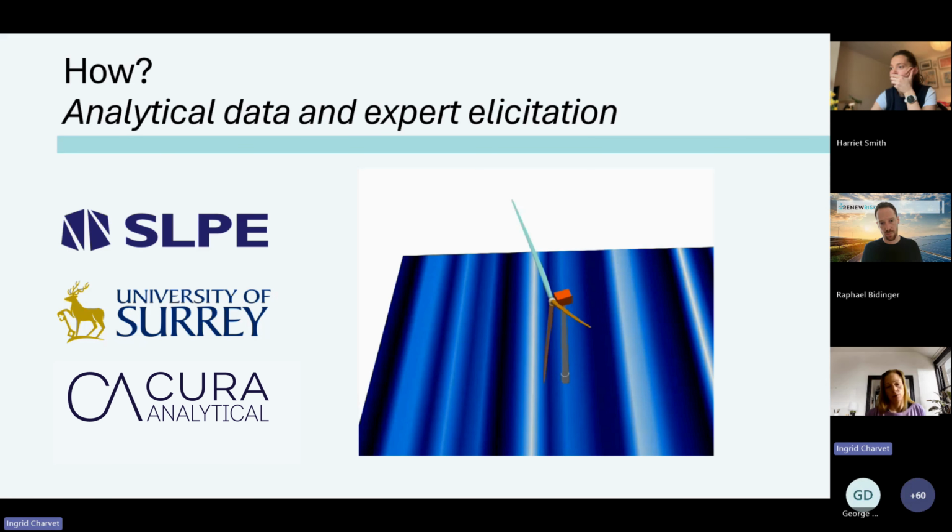Where we lack data, we also partner with external collaboration partners. So we augment our data sets, for example, for cables, in partnership with a company called Cura Analytical. They are a Cambridge-based company focusing on subsea cable analysis. We also partnered with collaborators at SLPE. They are an engineering firm specializing in offshore wind structure design, and they've inputted a lot of important information on substations and foundations.